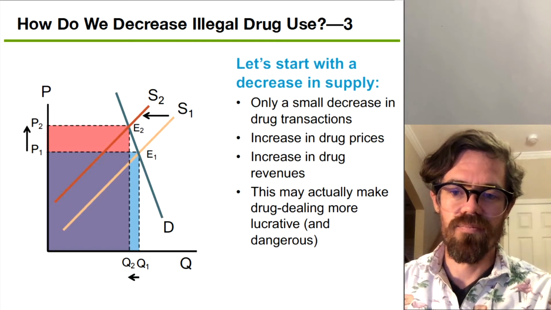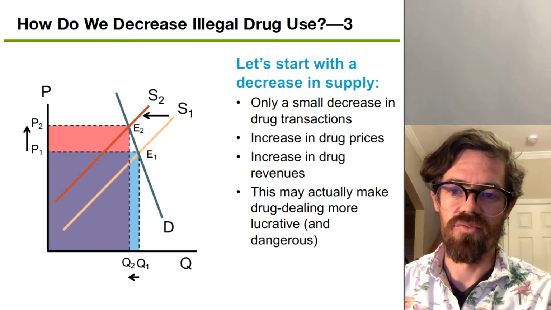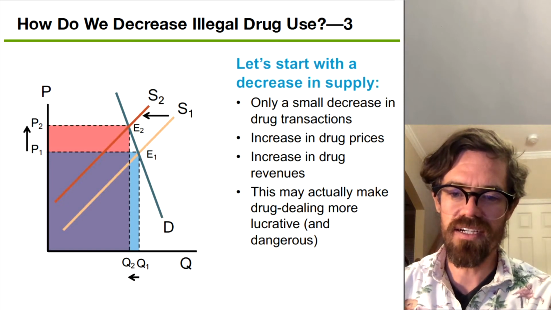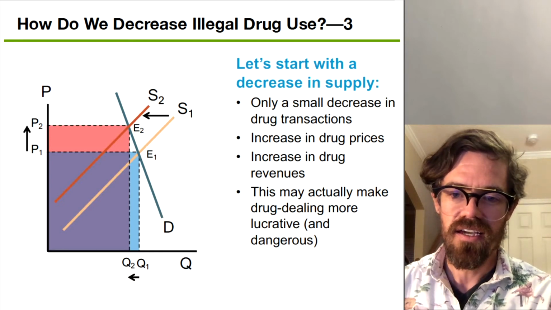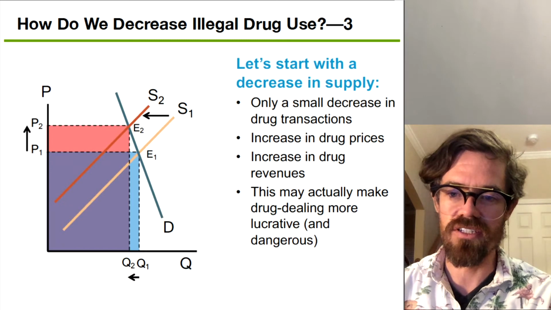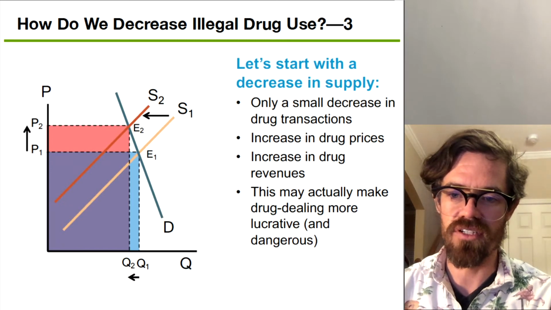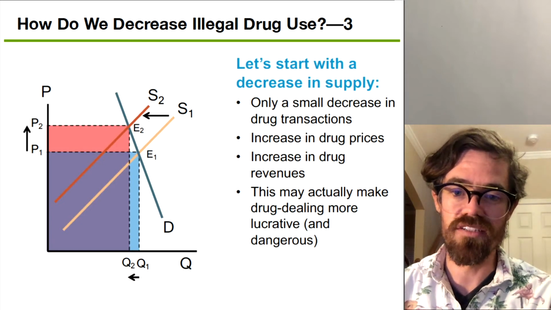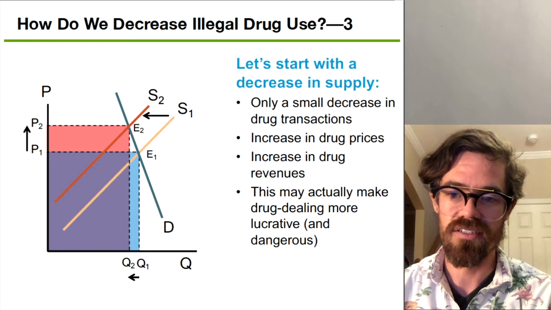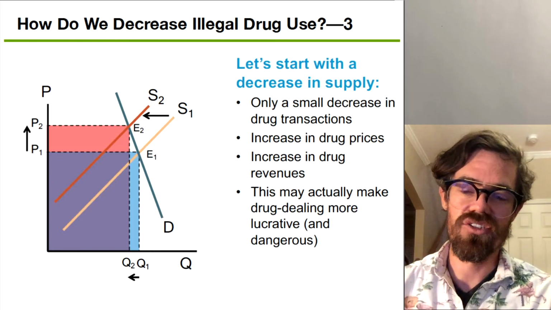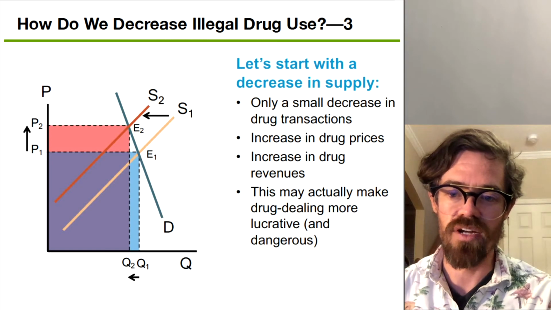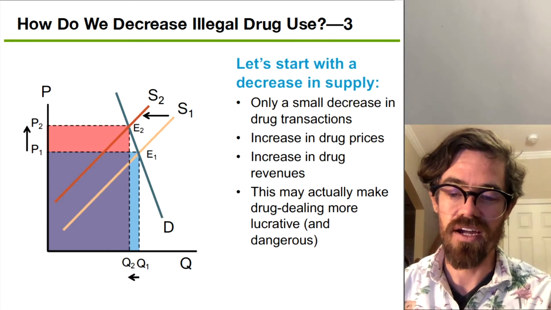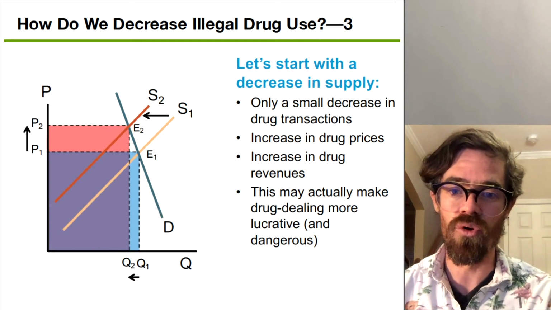All right, so let's start off by thinking about what would happen if we targeted supply. We tried to decrease supply. Well, because demand is relatively inelastic, we would have only a very small decrease in quantity, right? So there'd only be a very small decrease in drug transactions. On top of that, there'd be a relatively large increase in price. And recall back to how elasticity of demand relates to revenues, right? This basically would increase drug revenues, right? Making dealing drugs more attractive.